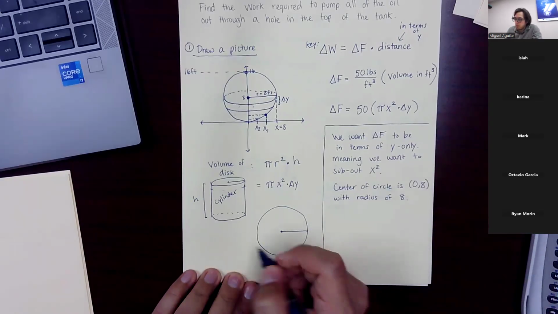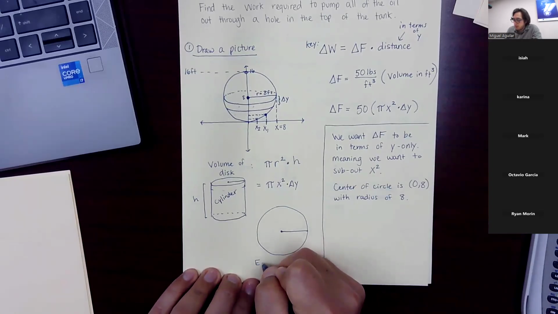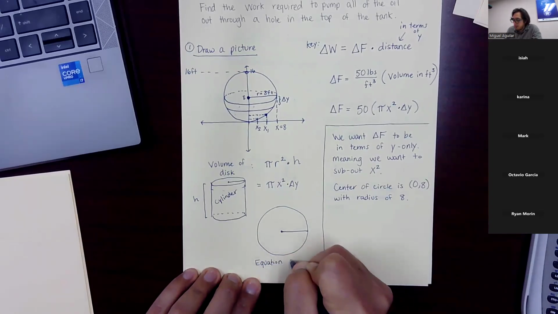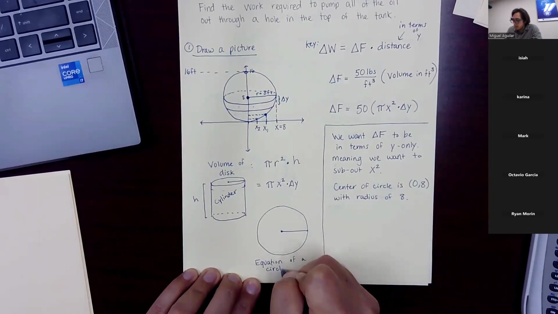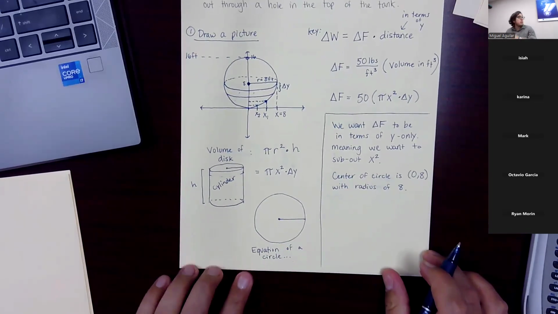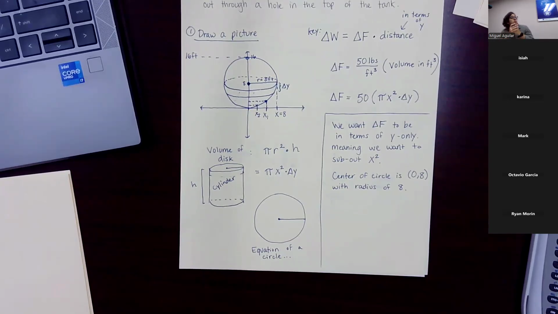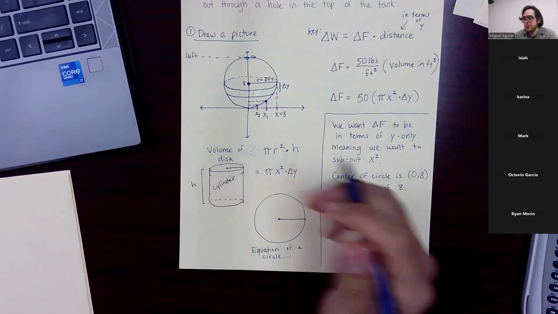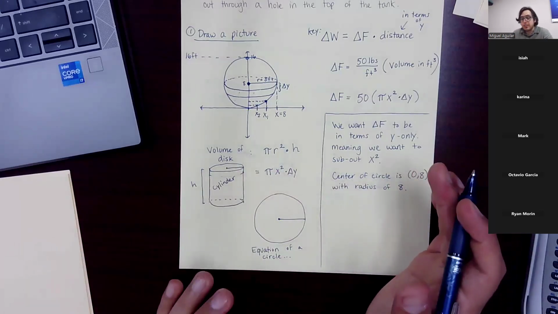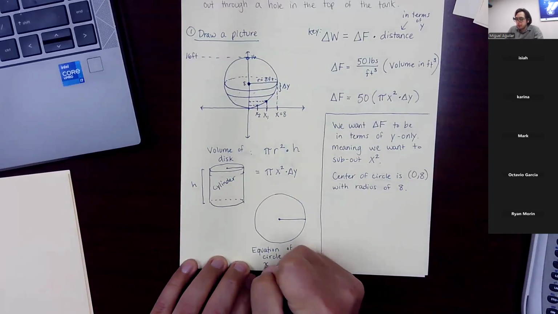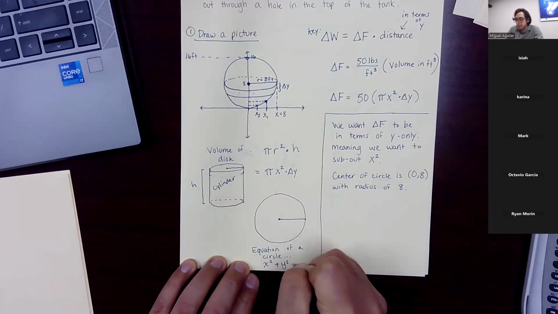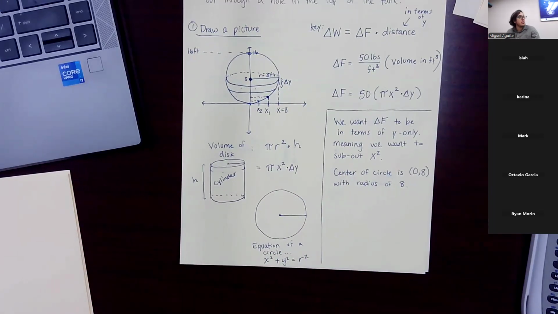Do you guys happen to remember what the equation of a circle is? Again, this is kind of drawing back to some algebra or pre-cal stuff. And no is an acceptable answer if you don't remember. So if we had a circle that was centered at the origin, the equation of the circle would be x squared plus y squared equals the radius squared. Do you guys remember ever seeing that?